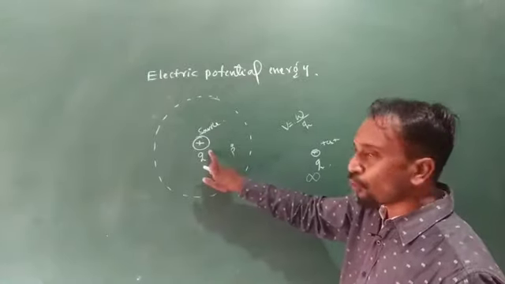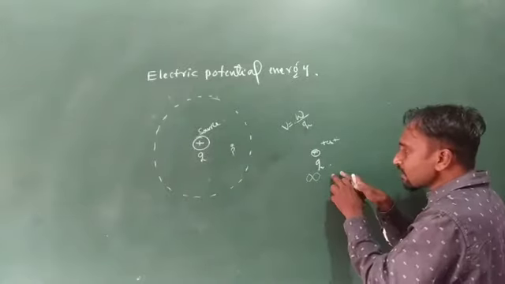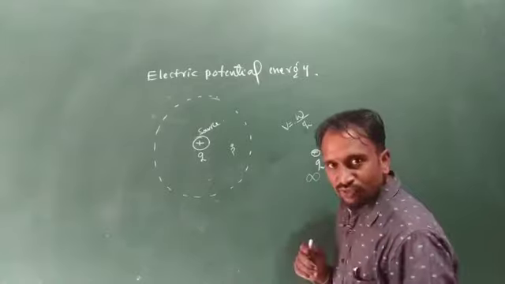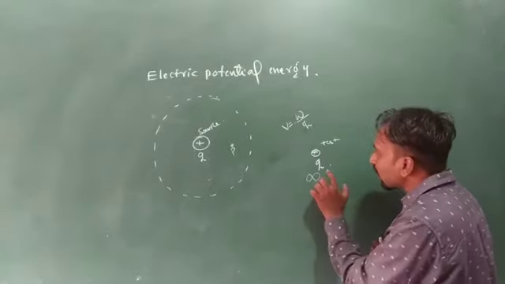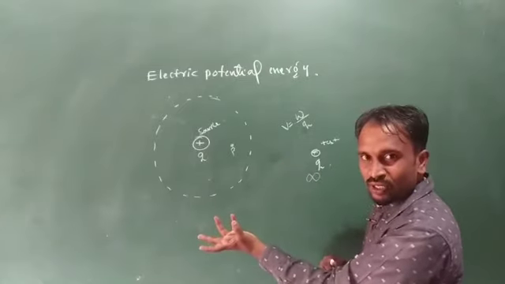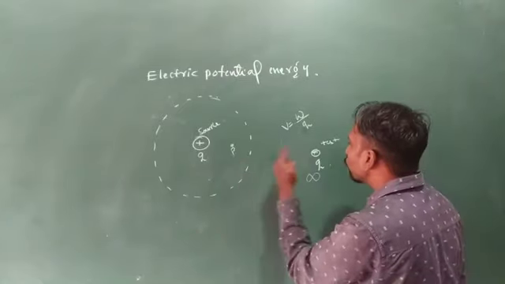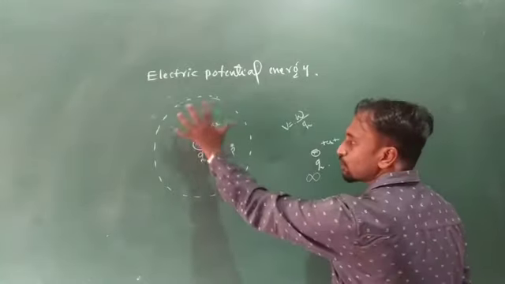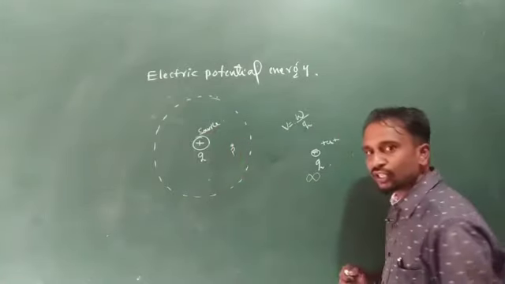Because this is a positively charged particle and this is also a positively charged particle, so in between we get a repulsive force. The charged particle opposes this repulsive force. For this reason, it is the work done in bringing a unit positive charge up to point P, a point already present in an electric field.